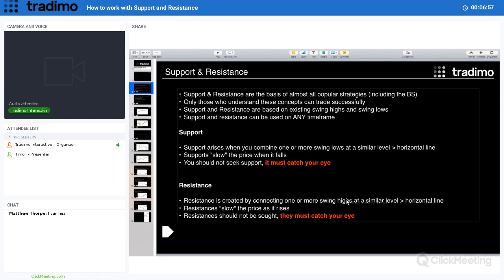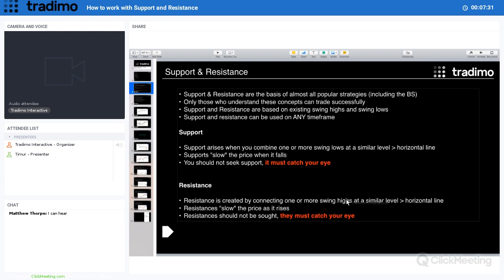So you can say, in other words, a support level always slows the price when it falls. And vice versa, the resistance level is the same with swing highs. The resistance is where the price goes up and then becomes slower. How can you say that? The increase in price is not that strong in the recent movements. In this case, we are talking about the resistance level.